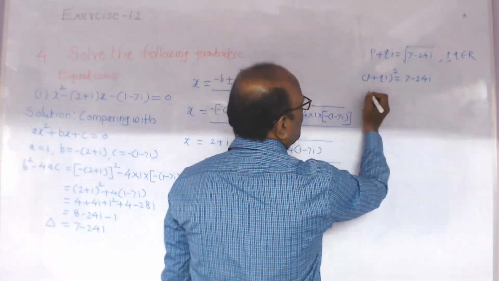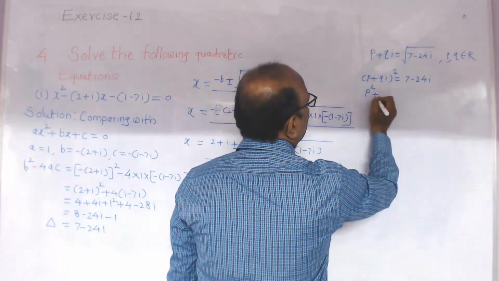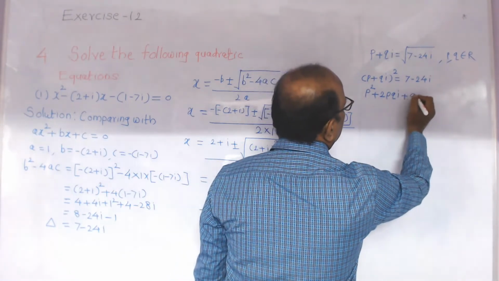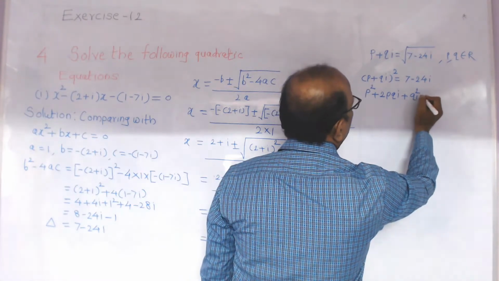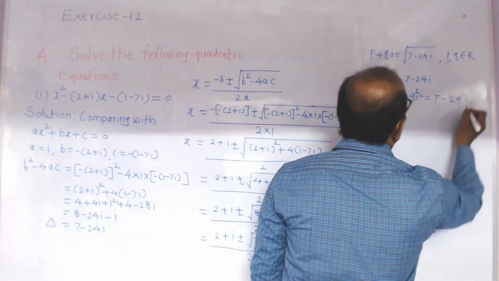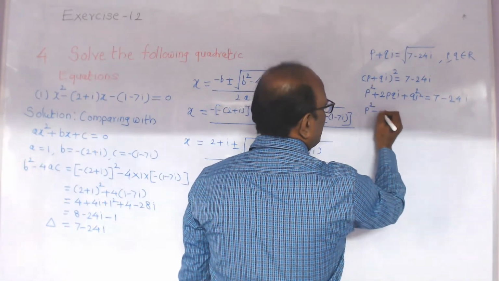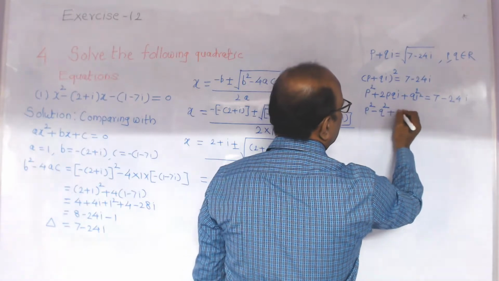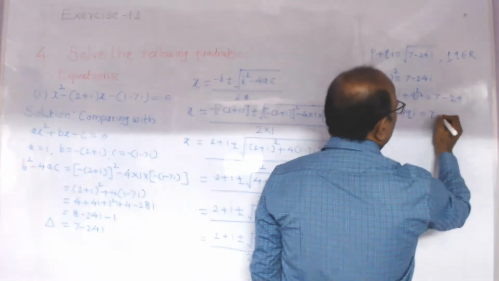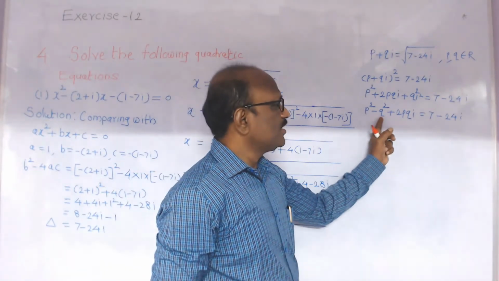Now expand this. You will get p squared plus 2pqi plus q squared i squared is equal to 7 minus 24i. And here i squared is minus 1, therefore you will get p squared minus q squared plus 2pqi is equal to 7 minus 24i. Okay, now equate the real and imaginary parts.